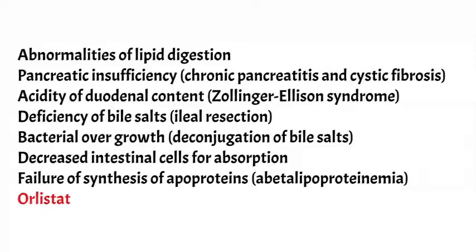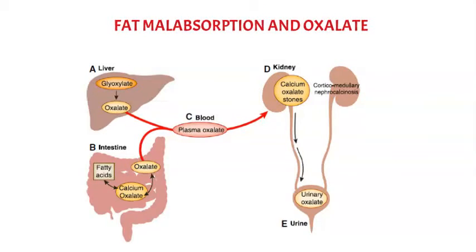We may see failure of synthesis of apolipoproteins, such as abetalipoproteinemia. And, most importantly, for your short-term goals, orlistat, the pancreatic lipase inhibitor, may cause abnormalities of lipid digestion. Fat malabsorption and oxalate. Important enough to talk about twice. I wonder what that means.